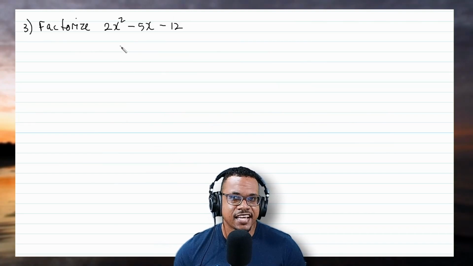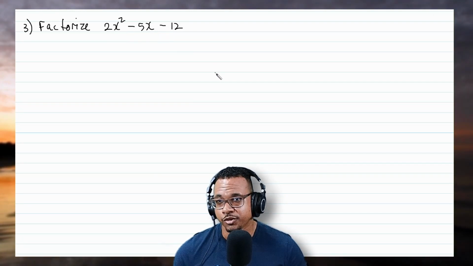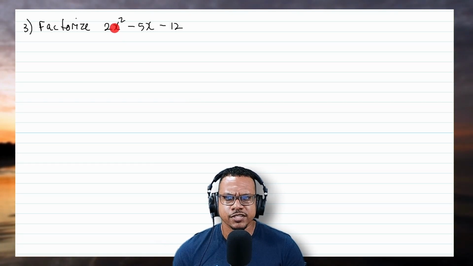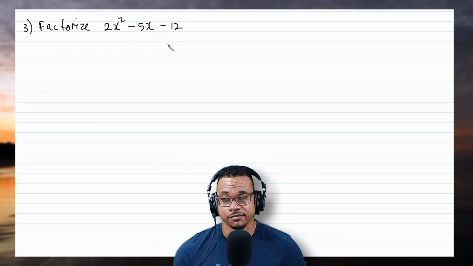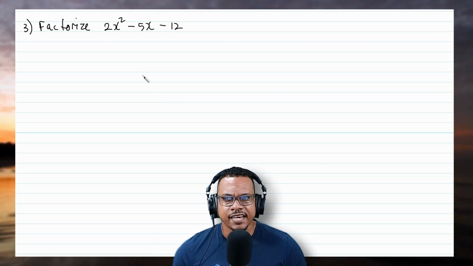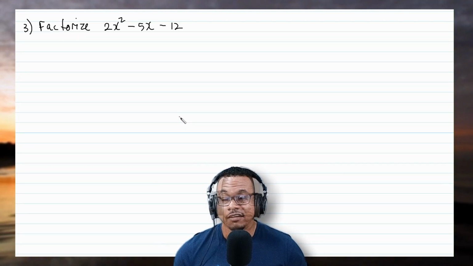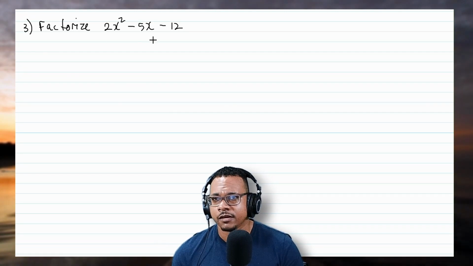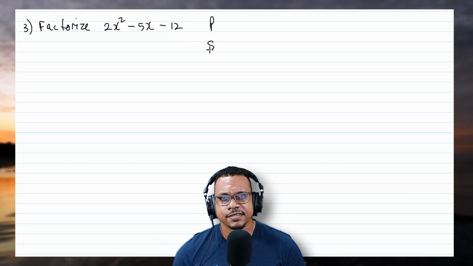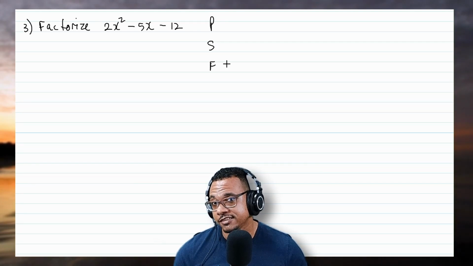Alright, so let's look at this last one here for the factorization of the trinomial. So we have 2x squared take away 5x take away 12. So again, there's a 2 in front of the x squared, so I cannot use that short method. Have to use the product sum factor method. So I can write P, S, and F for product sum factor.